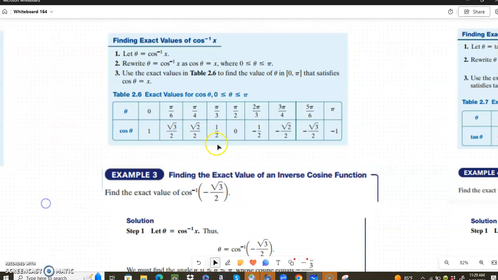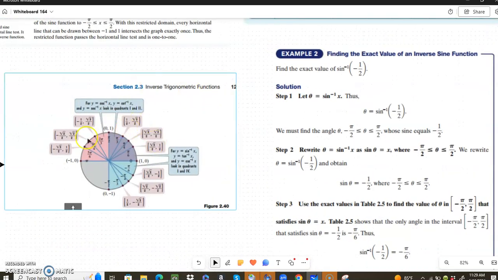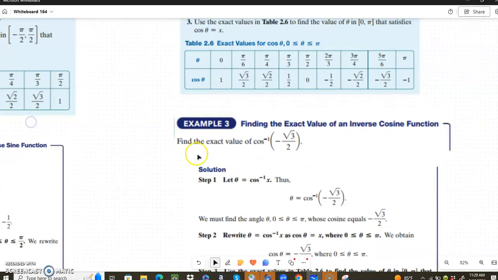As we move over and look, well, what about cosine? The way you would approach the problem is the same. The difference is that cosine is restricted from 0 to pi. So when we go back to this modified unit circle, cosine is going to be functioning here in quadrant 1 and quadrant 2, right in there. So we're looking for cosine inverse of negative square root of 3 over 2. We could use the chart, and it says it's at 5 pi over 6.